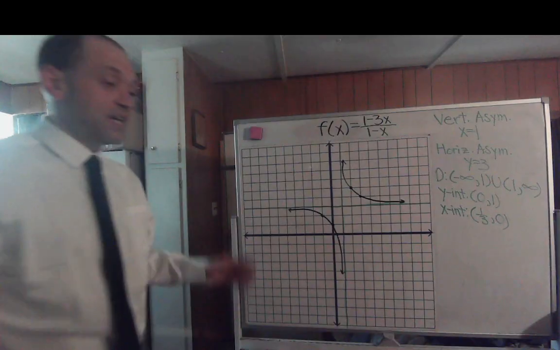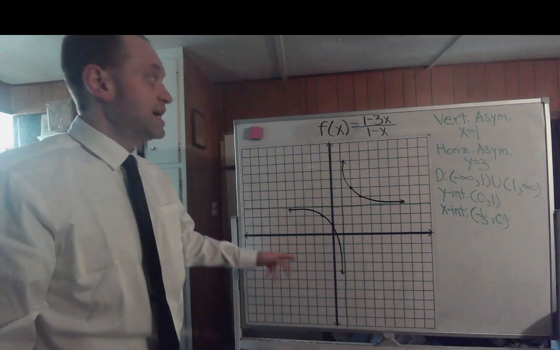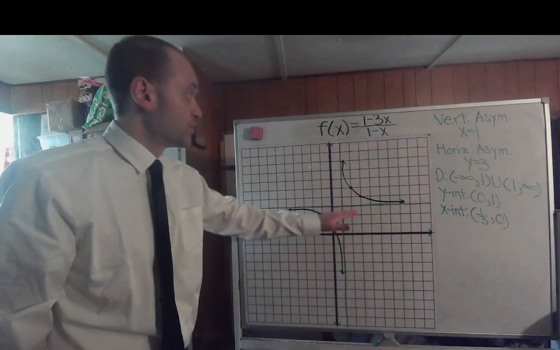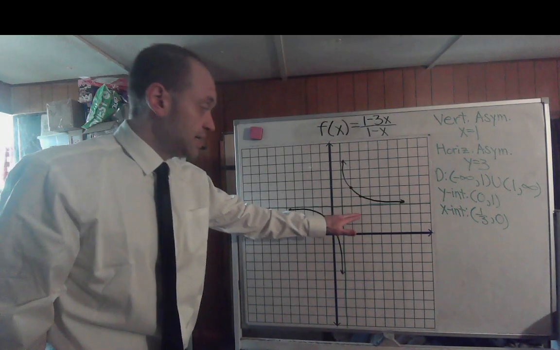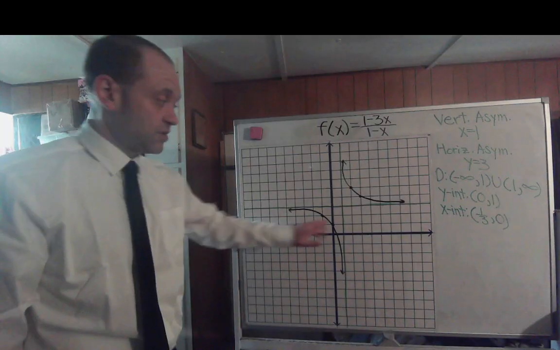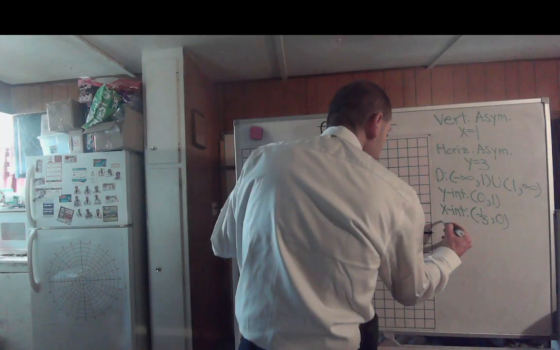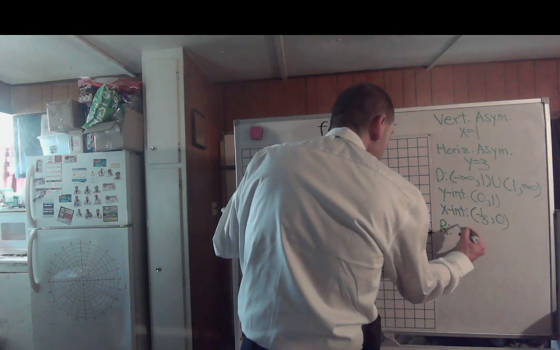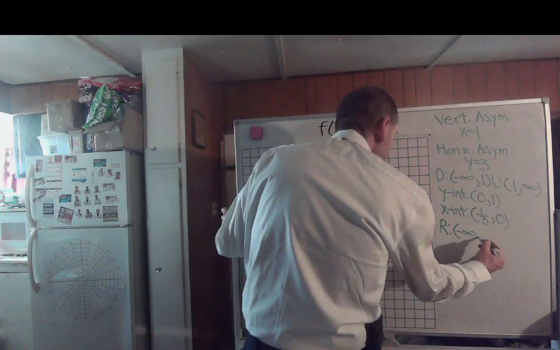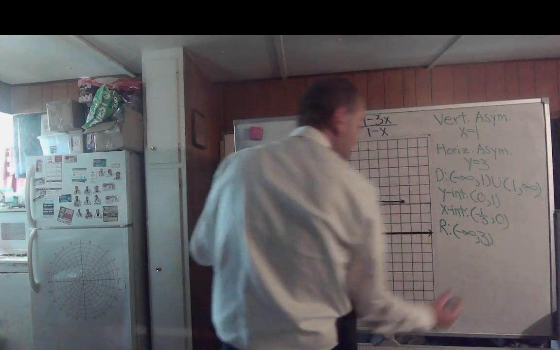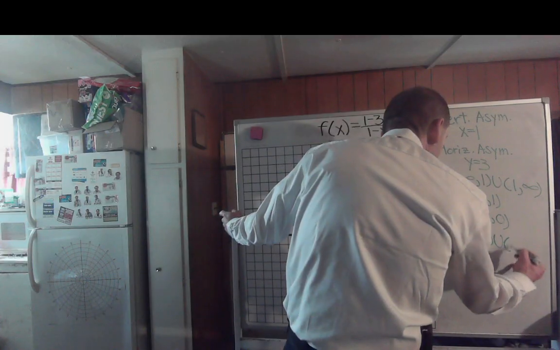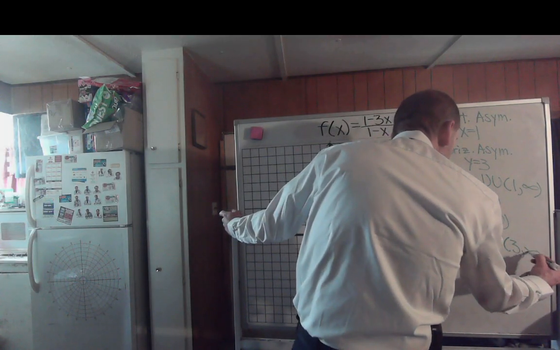Now, what about for your range? Well, it looks like in our range we have anything except for y equals 3, because it gets infinitely closer and closer to y equals 3, but it never actually reaches it. So your range is going to be from -infinity to 3 non-inclusive in union with 3 non-inclusive to infinity.